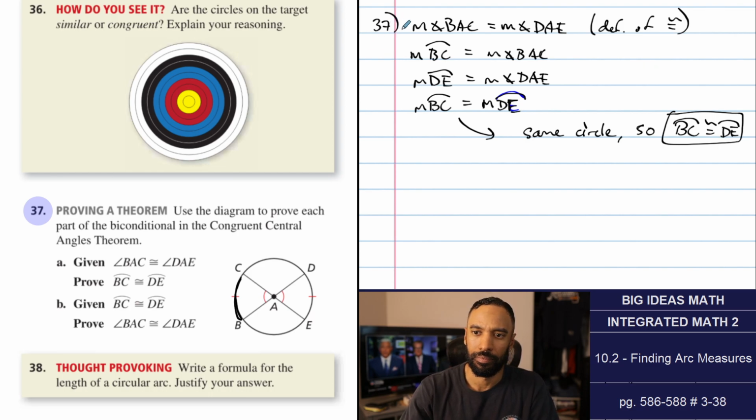That's just part A. Oh, this is a biconditional statement. So part B, now we have to go the other way. We have to say now that we have the arcs that are equal, stuff like that. Okay.